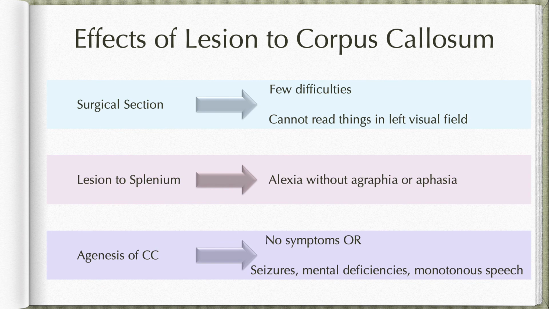There is a congenital absence of corpus callosum, otherwise known as agenesis of corpus callosum. It may result in no symptoms at all, or it may be associated with seizures, some mental deficiencies, or even a patient may have monotonous speech.